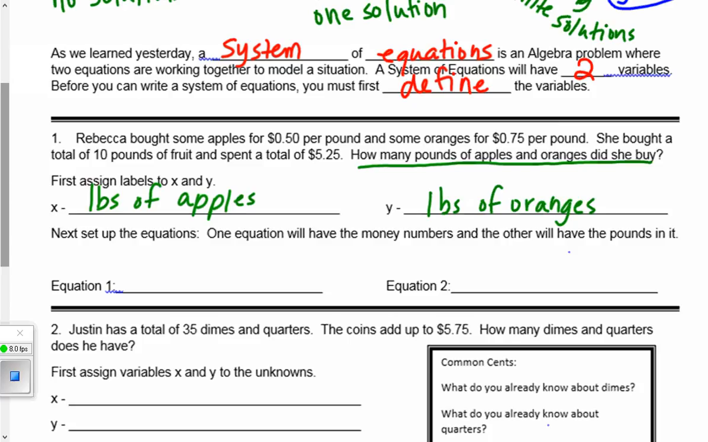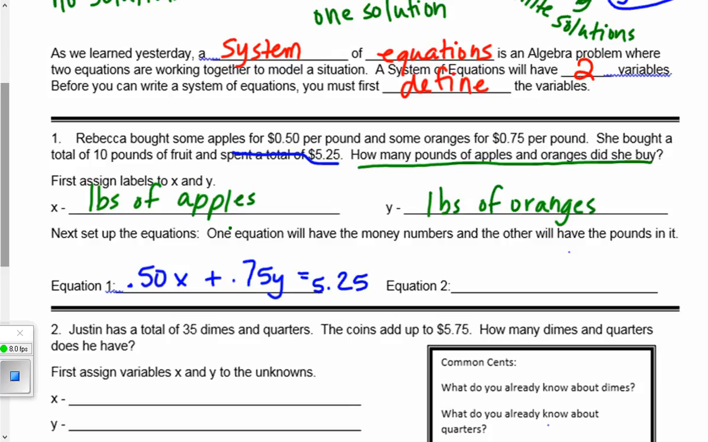Okay, so now I set up the equations, and you'll notice it says one equation will have the money numbers, and one's going to have the pound numbers. So let's start with the money. It says she bought some apples for 50 cents per pound, and so I'm going to add to that oranges for 75 cents per pound. Then, she spent a total of $5.25. So there's our first equation that gives us her cost setup, per se.